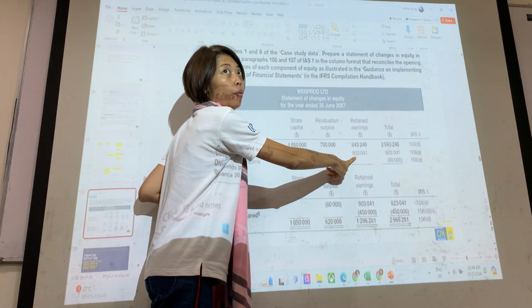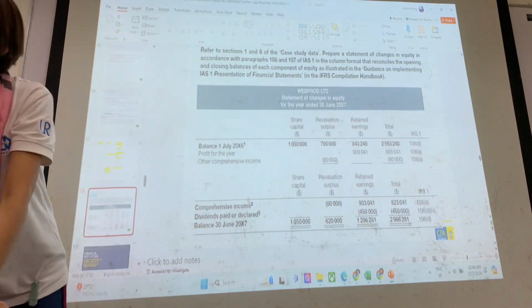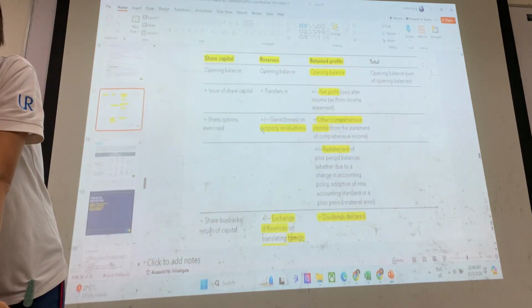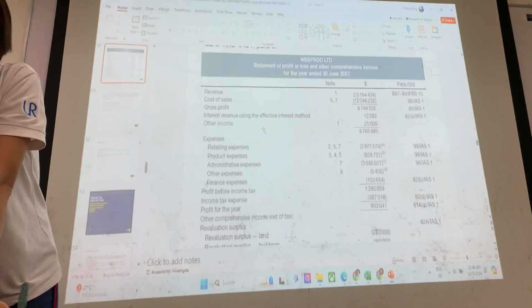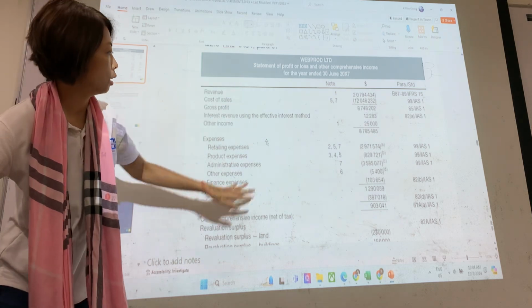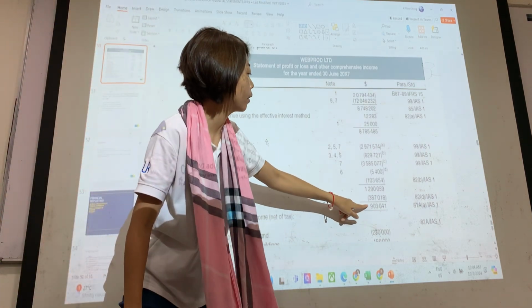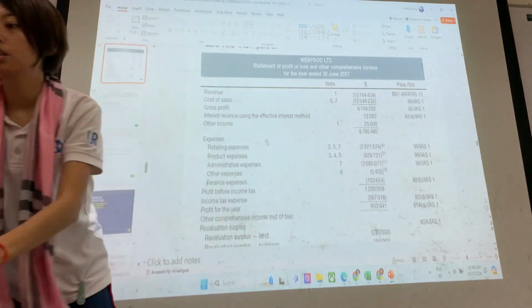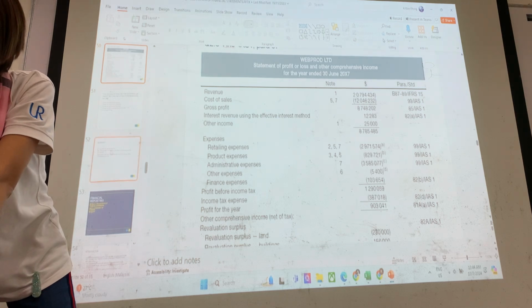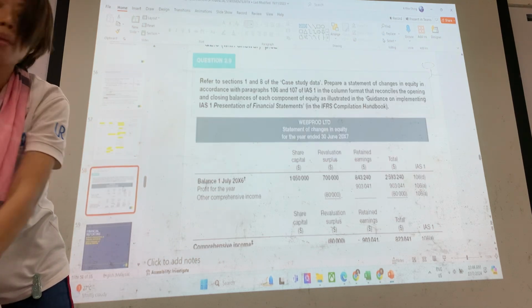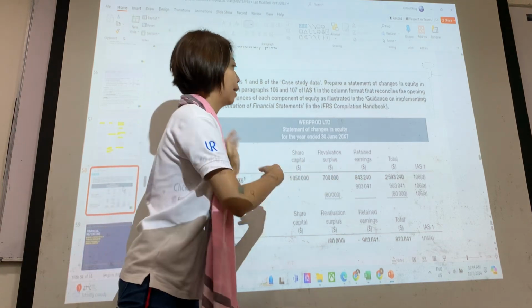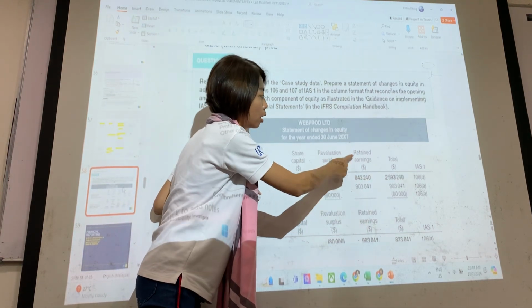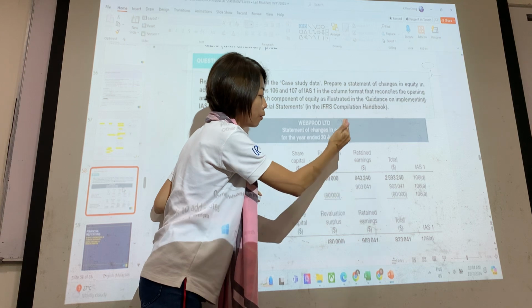Just now we saw, right? From here we saw profit for the year. Profit after tax is 903,000. So you just copy it and paste it here. Under what? Don't simply paste. Paste in the column of retained earnings. It will increase your retained earning.